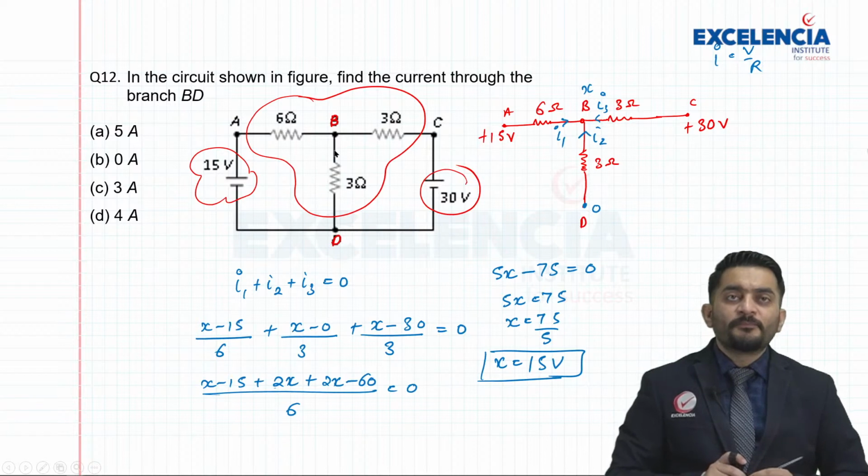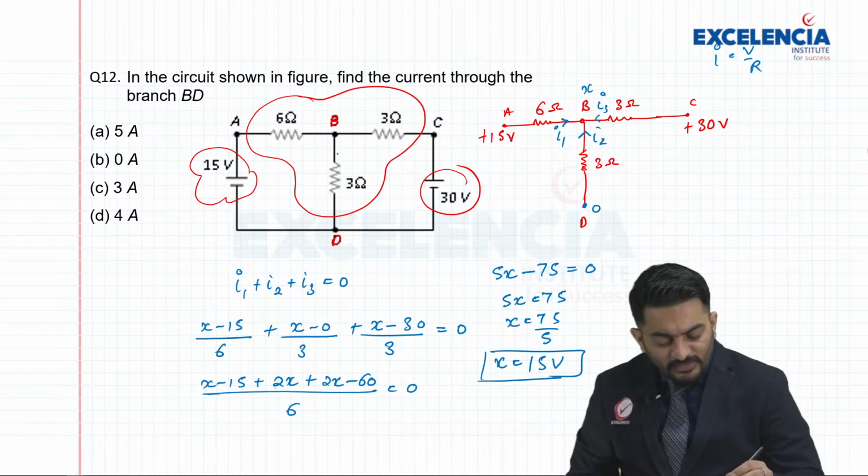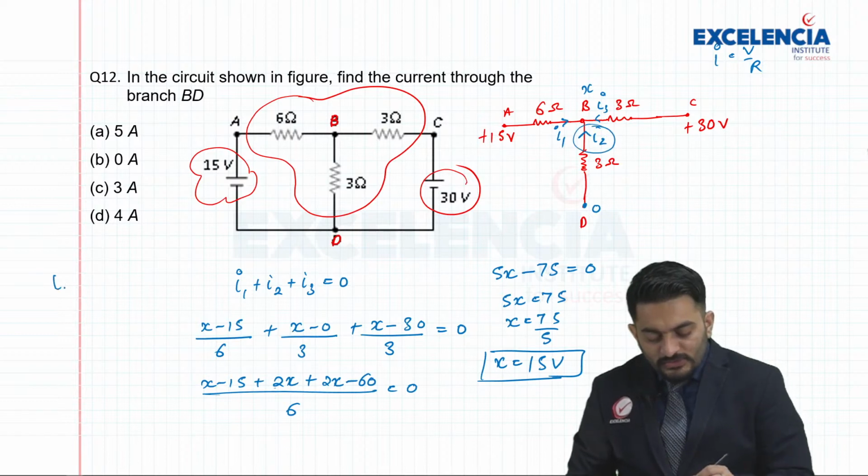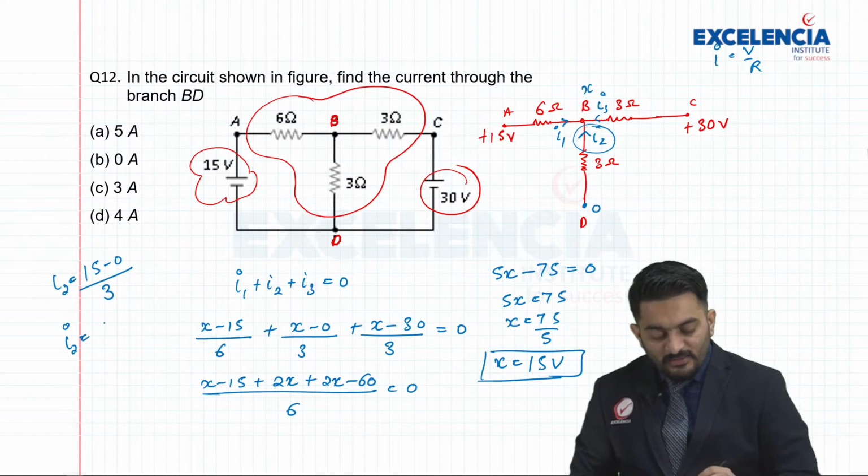So what are we going to do? Current through BD, if you have to give, I can simply say the current I have named is I2. So I2 should be equal to 15 minus 0 and the value of resistance present is 3. So I2 is going to be 15 by 3, which gives 5 ampere.